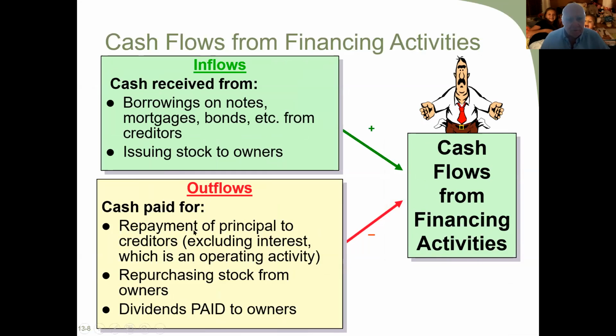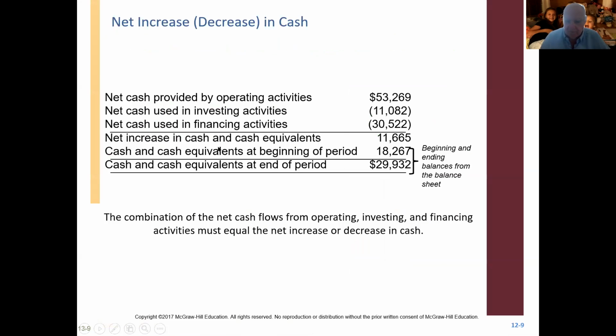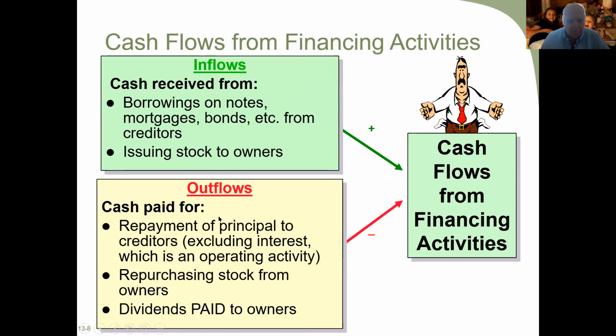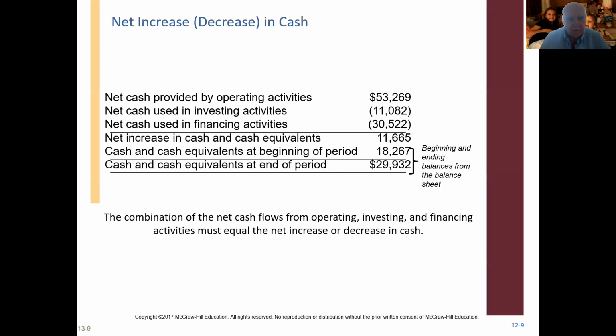Financing, like I said, pretty much raising money by borrowing or issuing stock. Cash received from borrowing or issuing stock. And then the outflows, of course, would be when you're paying back your bills, your notes payable, rather, or bonds payable. You repurchase stock in the form of treasury stock. Now, dividends paid to owners, this would be a financing cash flow. And they're just summarizing it here.